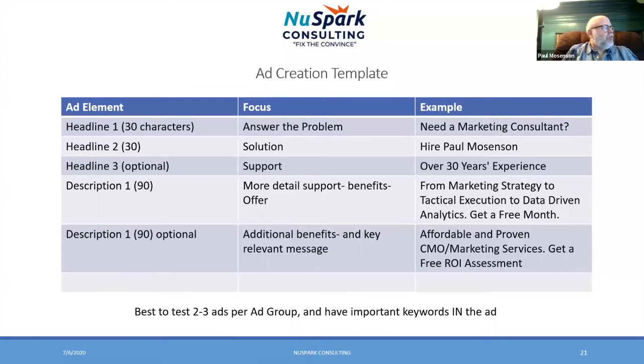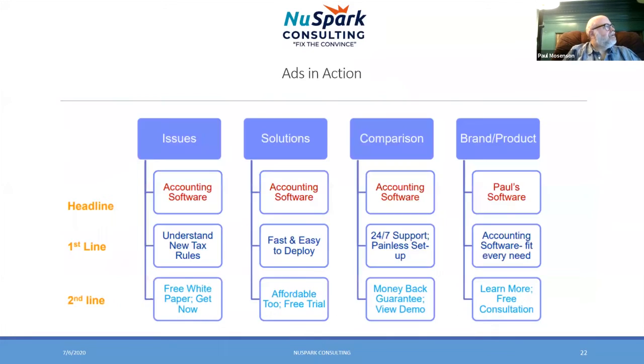It's best to test 2 or 3 ads per ad group. And of course, it's important to have the keywords you're buying in the ad itself. Here's examples of ads in action. I did this a while back for another deck I did. So you get an idea of the strategy of accounting software, right?